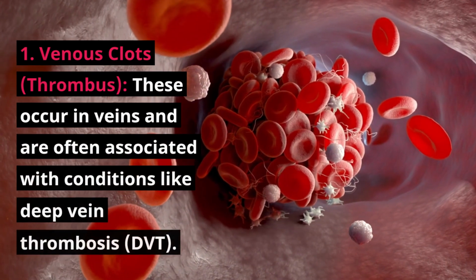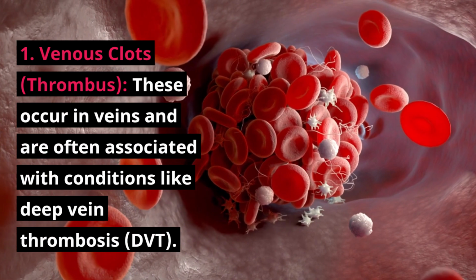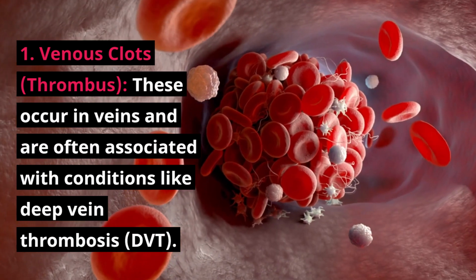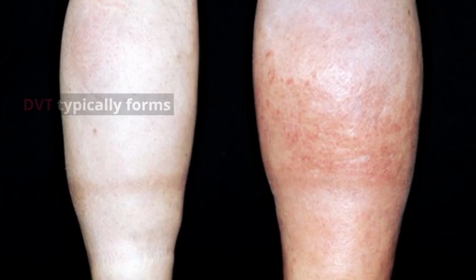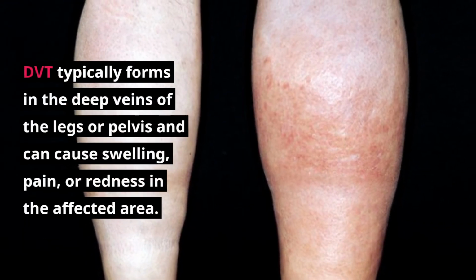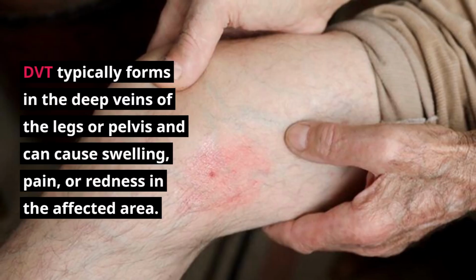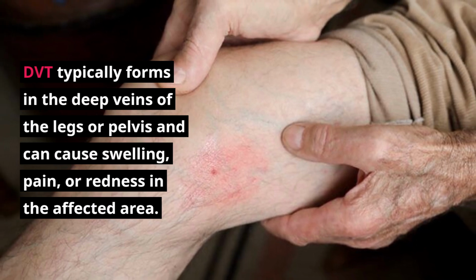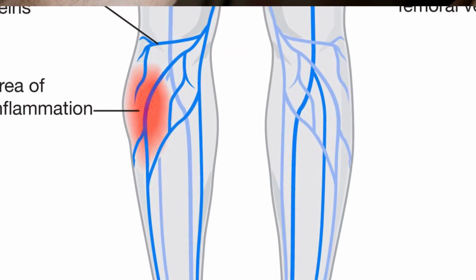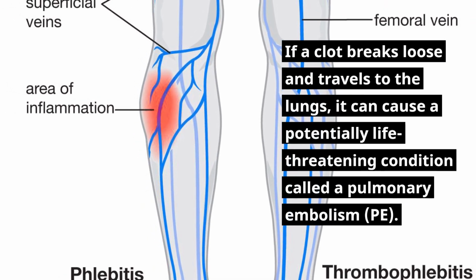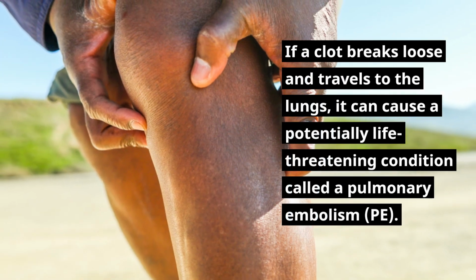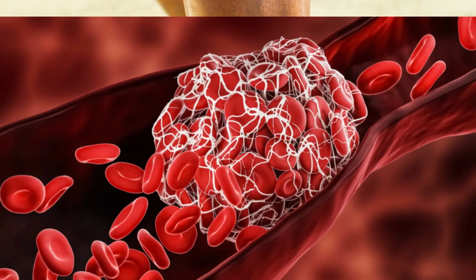1. Venous clots, thrombus. These occur in veins and are often associated with conditions like deep vein thrombosis, DVT. DVT typically forms in the deep veins of the legs or pelvis and can cause swelling, pain, or redness in the affected area. If a clot breaks loose and travels to the lungs, it can cause a potentially life-threatening condition called a pulmonary embolism, PE.